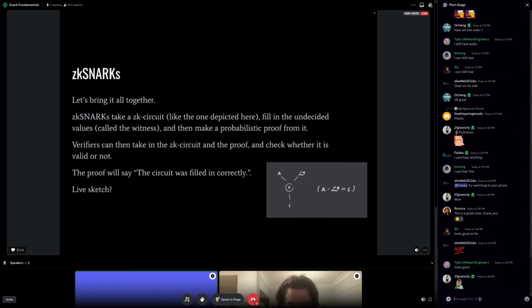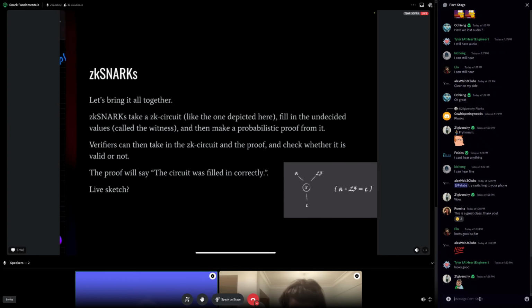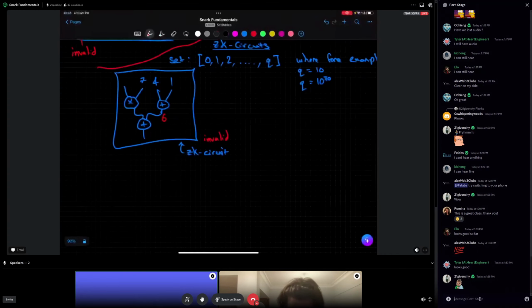And then the verifier takes in the original circuit, which in our scenario is this one in the image, with A and C still undecided, and the proof, and it checks whether the proof is valid for the circuit or not. The proof says this circuit was filled in correctly. That's what the proof is claiming. Okay, so we can just go over that in a live sketch.